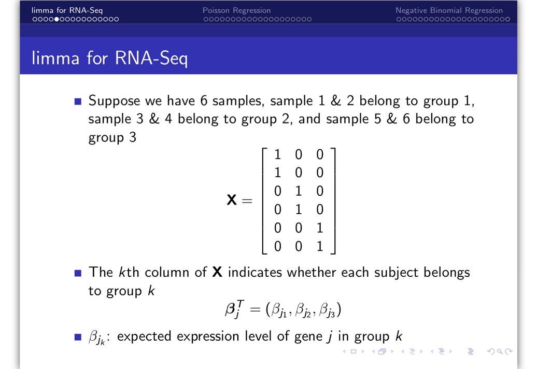To formalize the concept of the X design matrix, suppose we have 6 samples, subjects 1 and 2 belong to group 1, subjects 3 and 4 belong to group 2, and subjects 5 and 6 belong to group 3. The columns are indicators of biological conditions, sometimes called dummy variables. Notice that beta is the same length as the number of columns in our design matrix X, where beta sub jk is the expected expression level of gene j in group k.